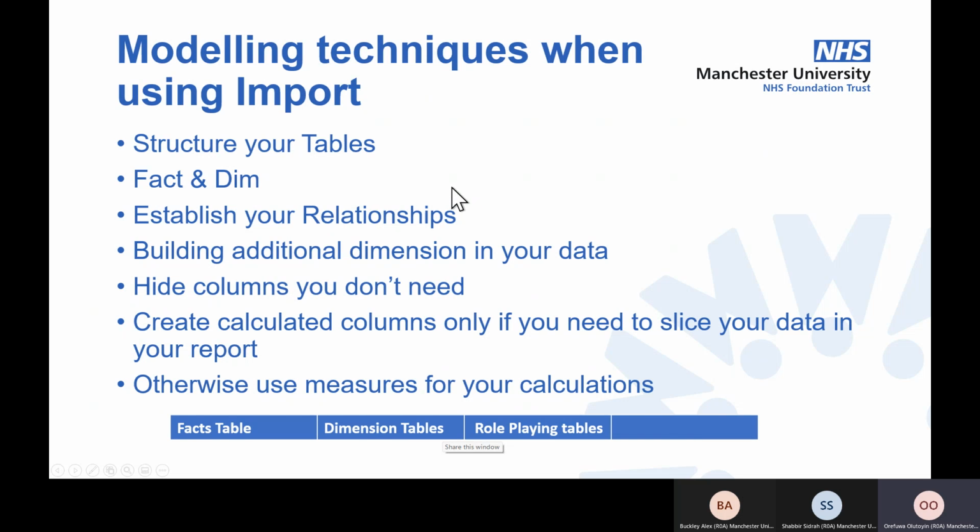So, modeling techniques when using import: structure your data. In other words, look at your data set, make sure that it's clean, break it down into facts and dimensions, establish your relationships. Most of the time, Power BI can do that for you and can do it correctly. But if you're knowledgeable in data modeling, you should be able to investigate if you have the right data type and data relationship. You can set the feature on or off. I'll show you how to do that. I've shown you how to hide columns. I've shown you how to create at least a calculated column, in this case, a date table.